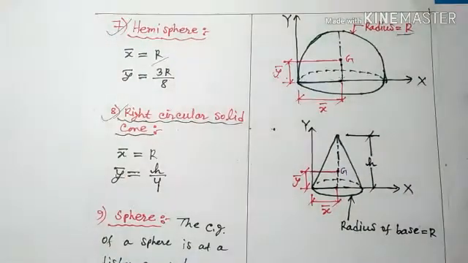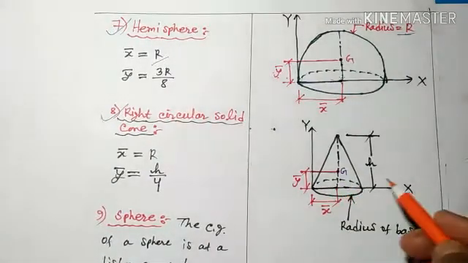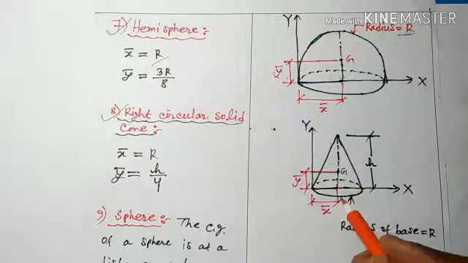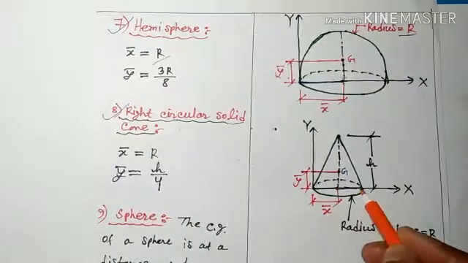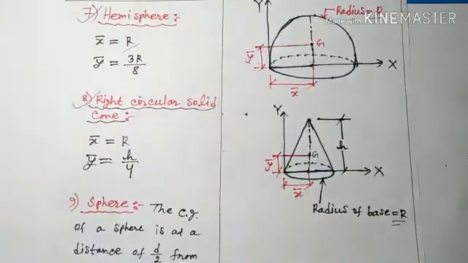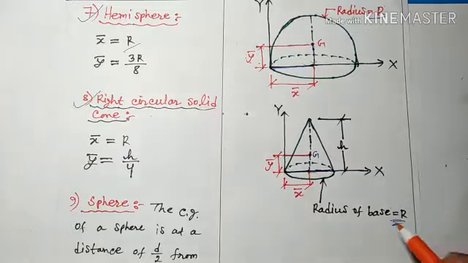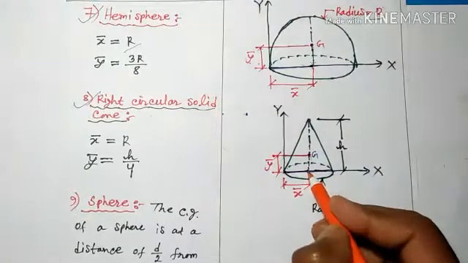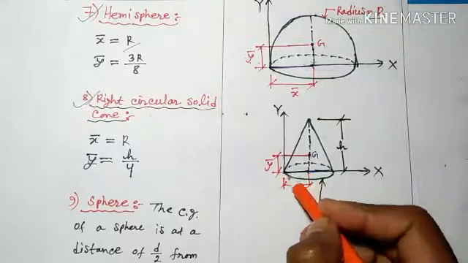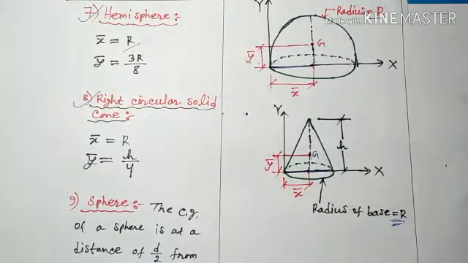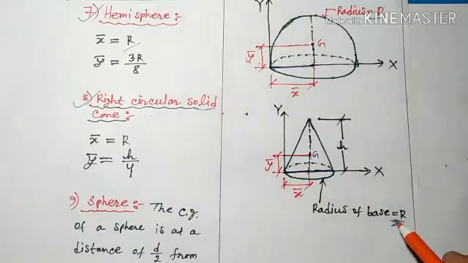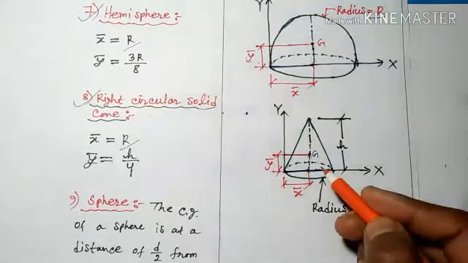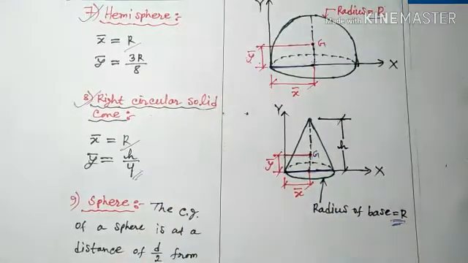The next figure is a right circular solid cone. This is a right circular solid cone of height h and radius of base r. Okay, and x bar is the distance of CG from the y axis and y bar is the distance of CG from the x axis. So for a right circular solid cone, x bar will be equal to the radius of the base. So x bar equals r and y bar equals 1/4 of the height, that is h by 4.